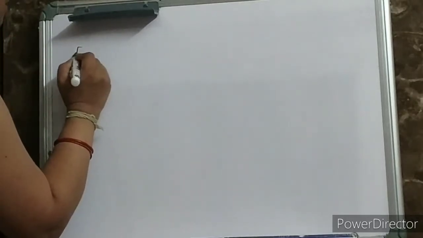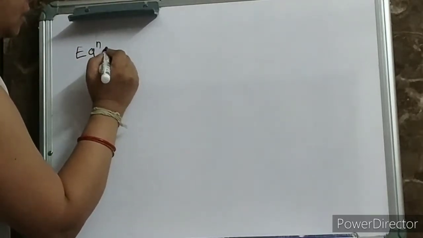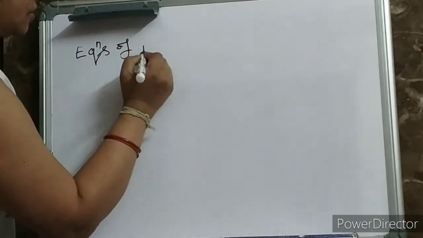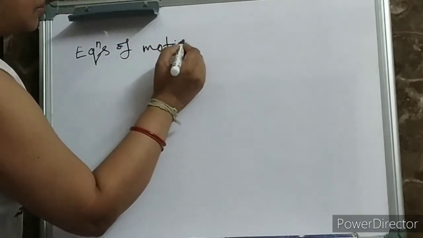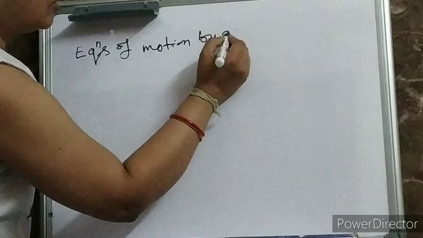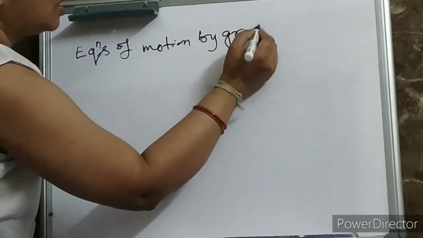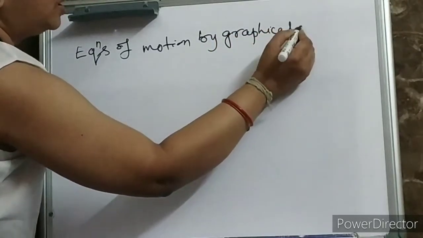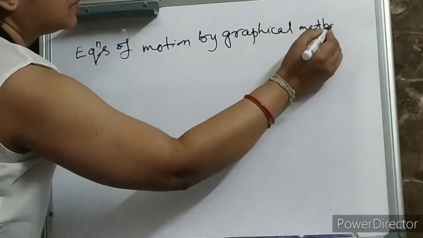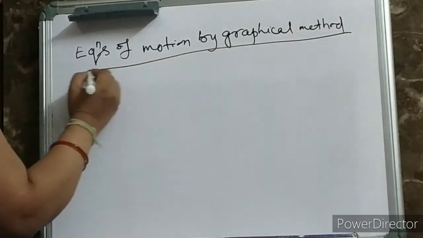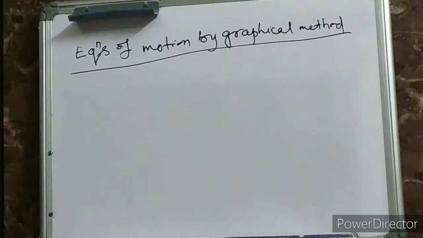Already we have discussed the mathematical proof. Equations of motion by graphical method, you can say graphical representation of equations of motion. There are three equations of motion, which you also know: V is equal to U plus AT, S is equal to UT plus half AT square, and V square is equal to U square plus 2AS.